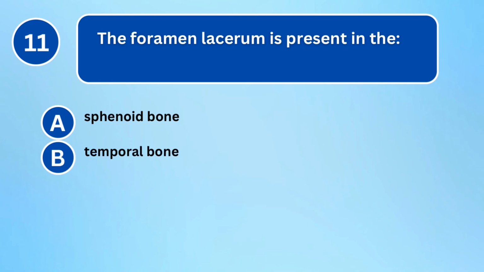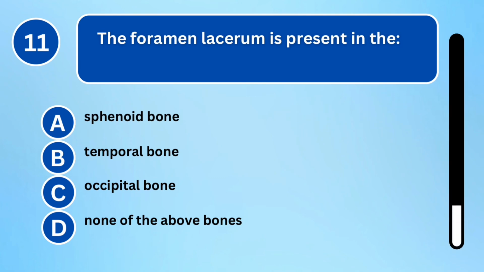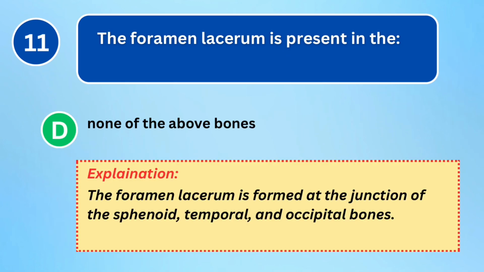The foramen lacerum is present in the: A. sphenoid bone, B. temporal bone, C. occipital bone, D. none of the above bones. Correct answer is D. none of the above bones.